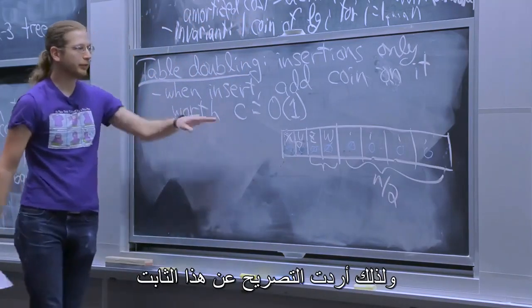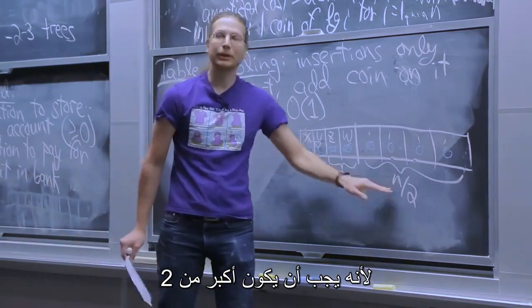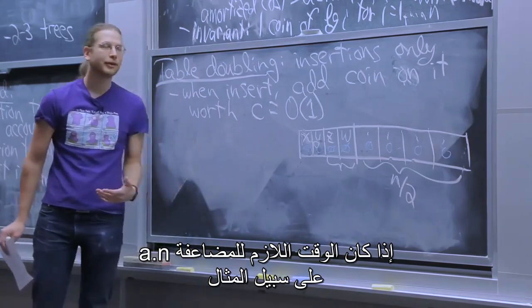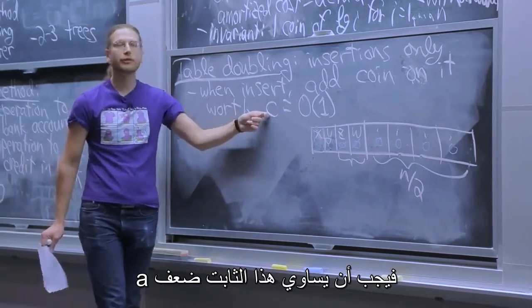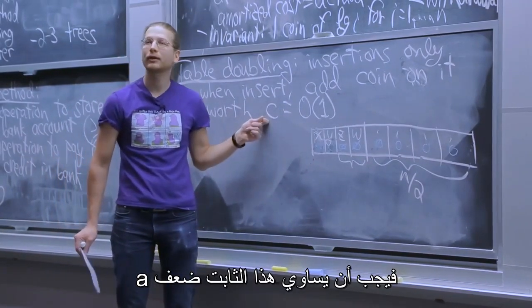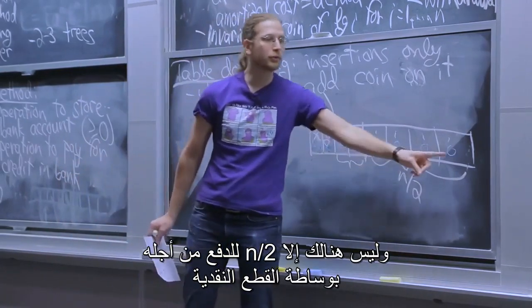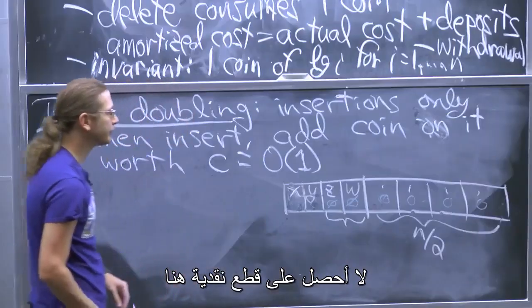So this is why I wanted to make this constant a little explicit, because it has to be bigger than 2 in some sense. However much work, let's say it takes a times n work in order to do doubling, then this constant should be something like 2 times a. Because I need to do the work to double, but I only have n over 2 coins to pay for it. I don't get coins over here.